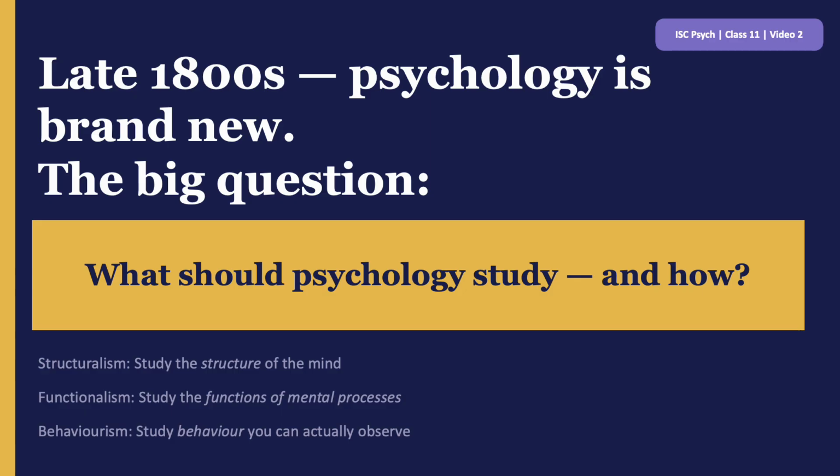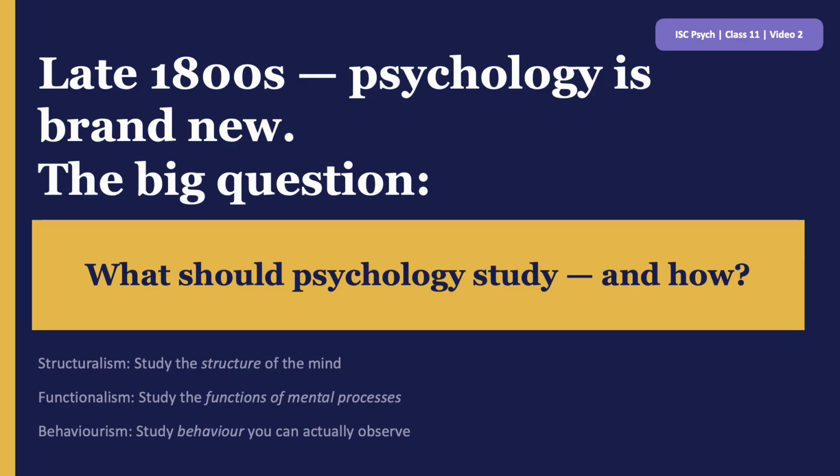Now, in the early days of psychology, in the late 1800s and early 1900s, nobody had really agreed on what psychology was supposed to be studying. Was it the mind, the brain, behavior, consciousness? Everyone had a different answer. And out of that debate, these schools of thought emerged. Each one is essentially an answer to that question.